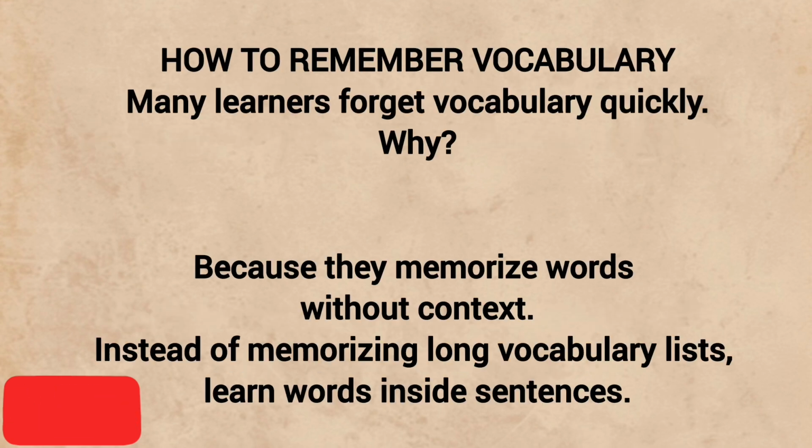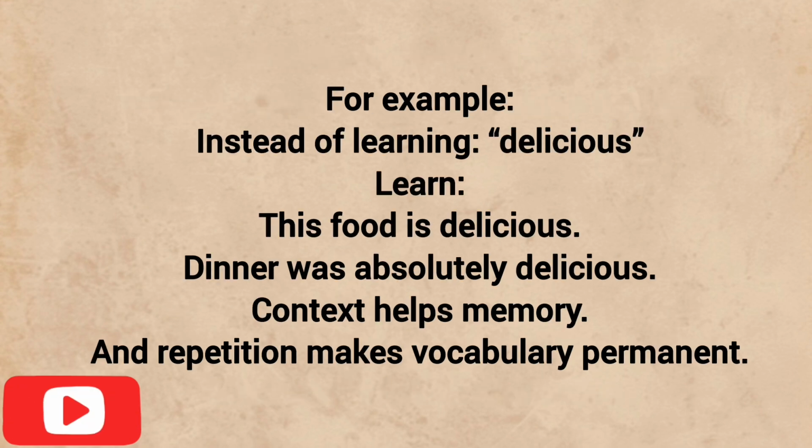How to remember vocabulary. Many learners forget vocabulary quickly. Why? Because they memorize words without context. Instead of memorizing long vocabulary lists, learn words inside sentences. For example, instead of learning "delicious," learn "This food is delicious." "Dinner was absolutely delicious." Context helps memory, and repetition makes vocabulary permanent.